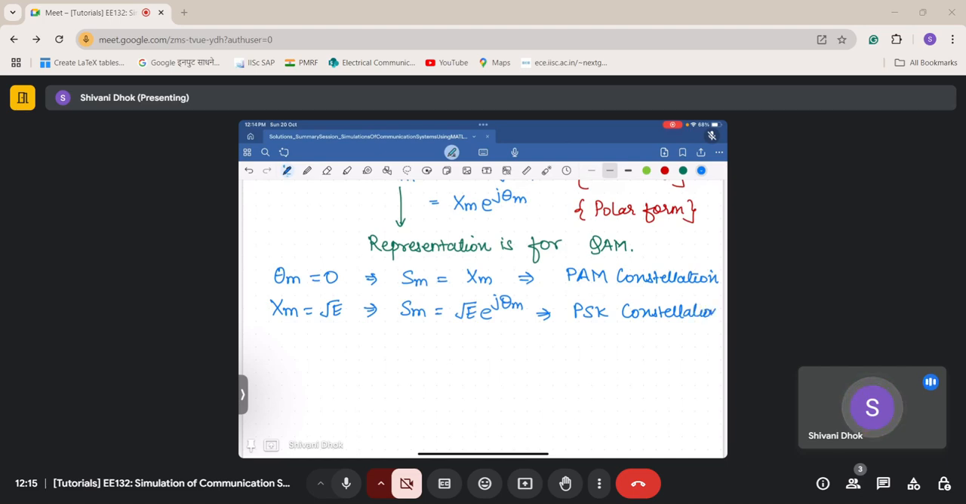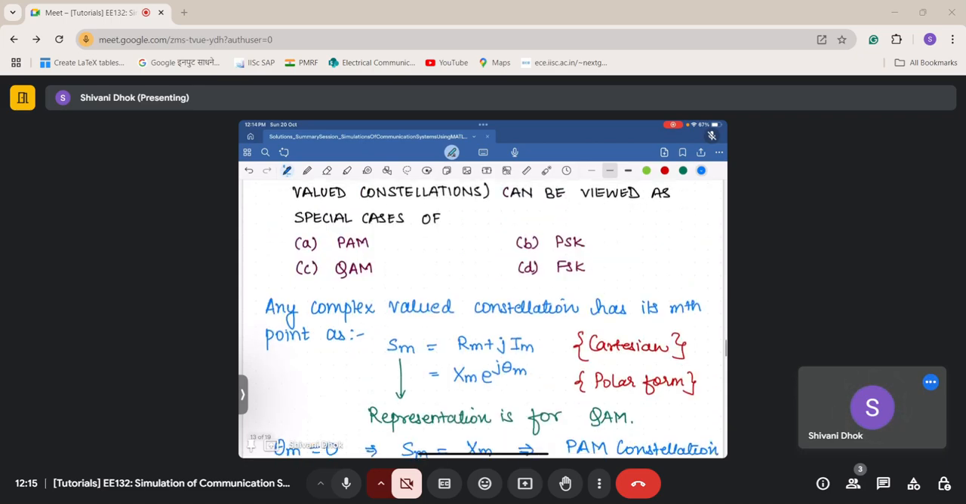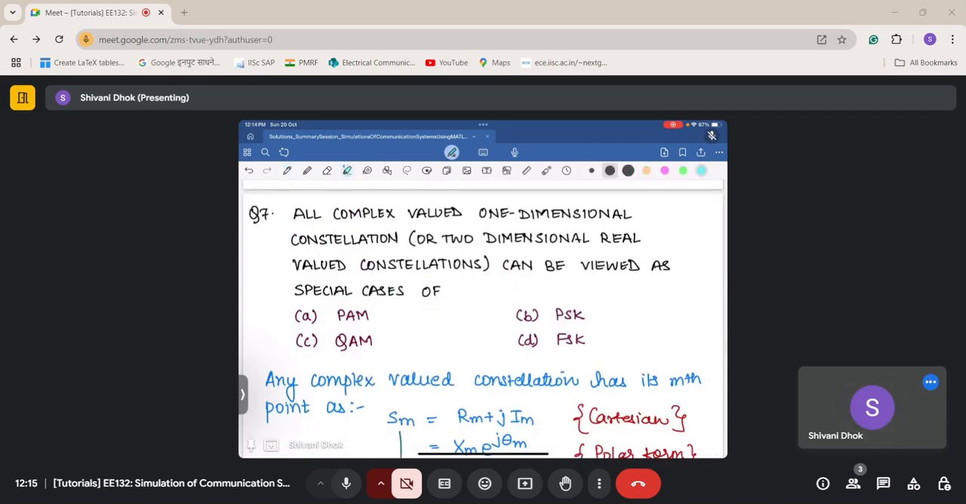So you can see that any complex valued constellation is a special case of QAM. Is it clear? Any questions?